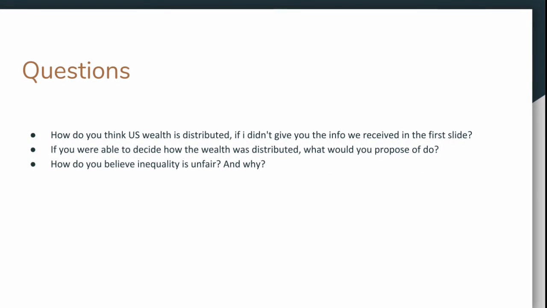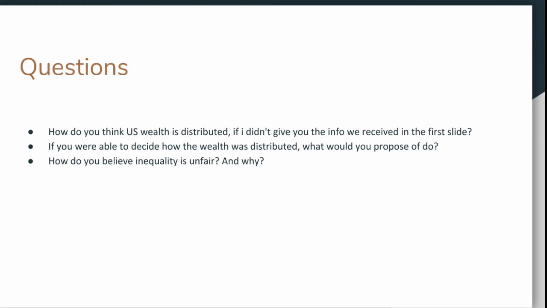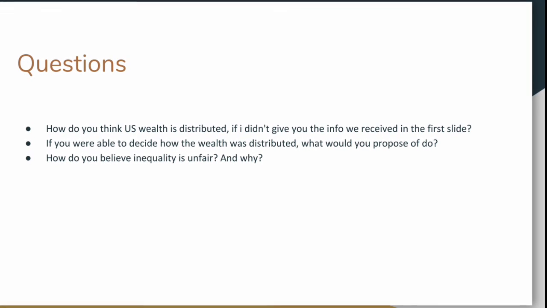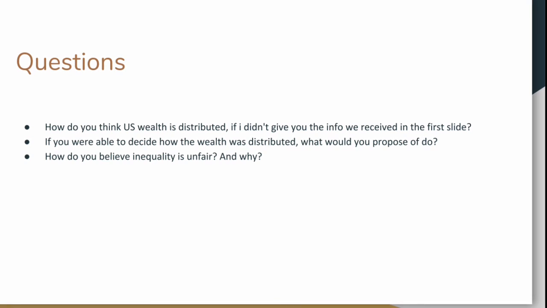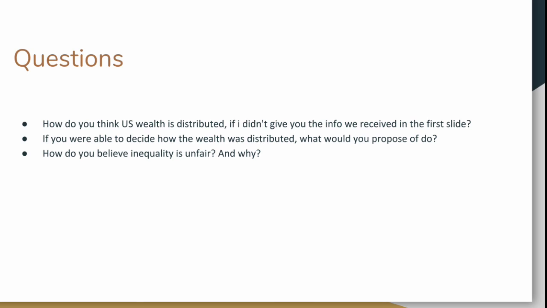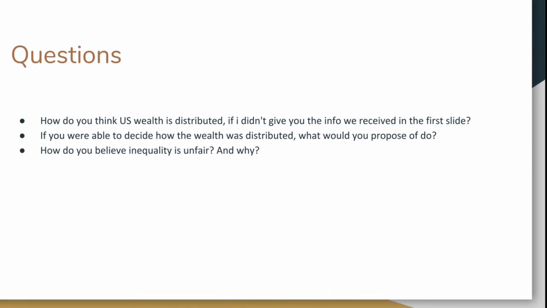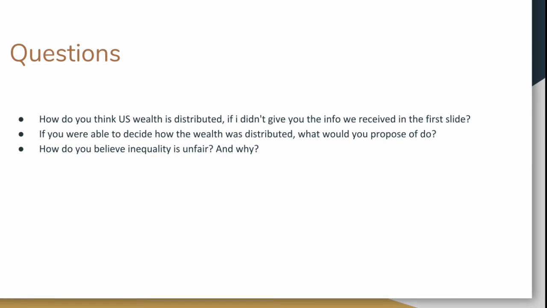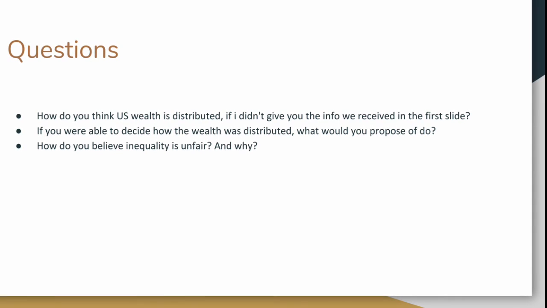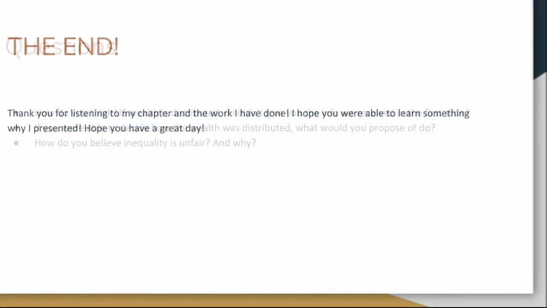So finally, I have three questions for everyone. The first one is, if you refer back to the first slide, how do you think U.S. wealth is distributed, if you didn't know any of the info I gave you in the first slide, which was when people said that the 20% should have got 30% and so on. The second one, if you were able to decide how the wealth was distributed in the United States, what would you propose to do? Basically, if you knew nothing about the first slide and you were the one who was able to distribute the wealth, how would you do it? And third, how do you believe inequality is unfair and why?